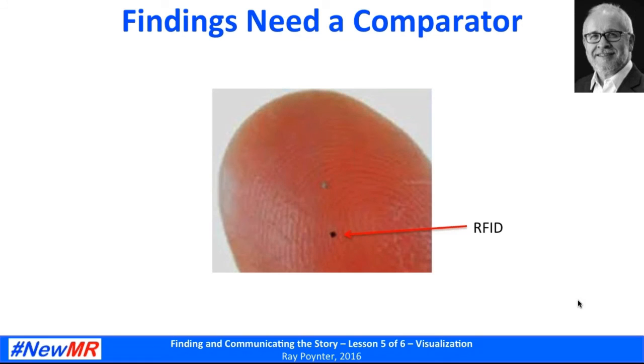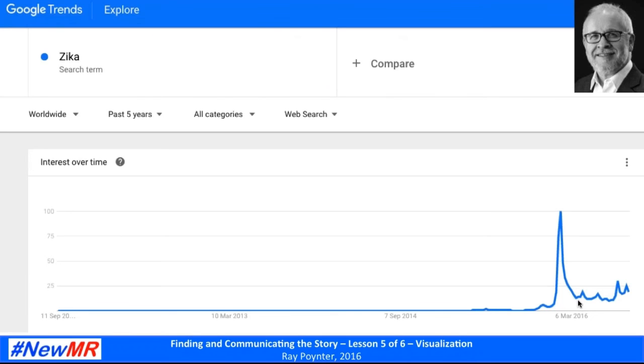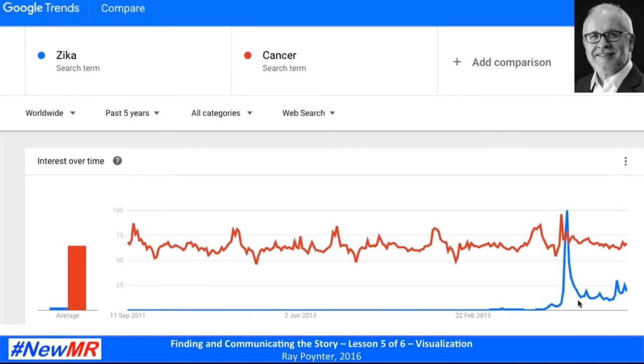So here's a comparator. Someone's finger and a radio frequency identifier, the RFID chip that we use in devices, and that's how small it is. Now I can understand how small it is. We've got lots of concern about Zika, so I did a Google search, and sure enough, there's a really high spike about Zika. Is it really high? I need a comparator. So I look at interest in cancer over time. Okay, that says to me that Zika spike is pretty high because it comes up at around the cancer level.